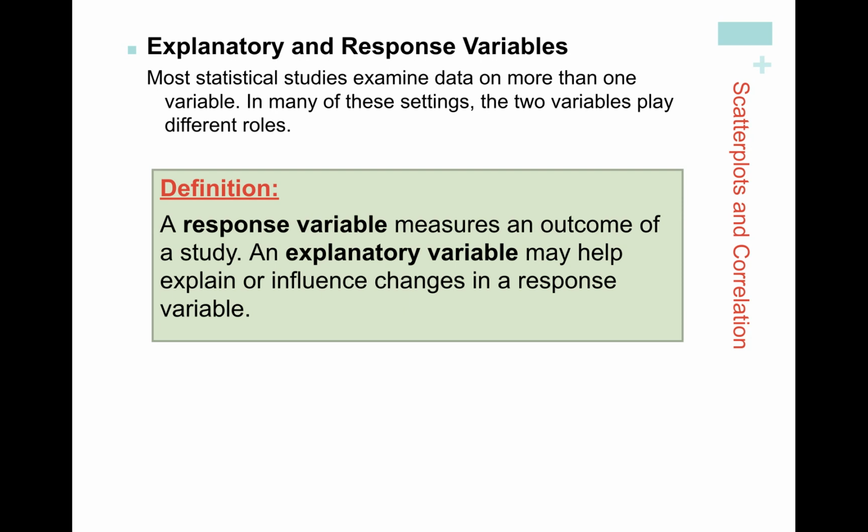So the response variable measures the outcome of a study. An explanatory variable may help explain or influence changes in a response variable. Now, in this first sentence, a response variable measures the outcome of a study. Recall that in Chapter 1, we learned that there are broadly two different types of study in statistics. The first is an observational study. And the second is an experiment, a randomized experiment.